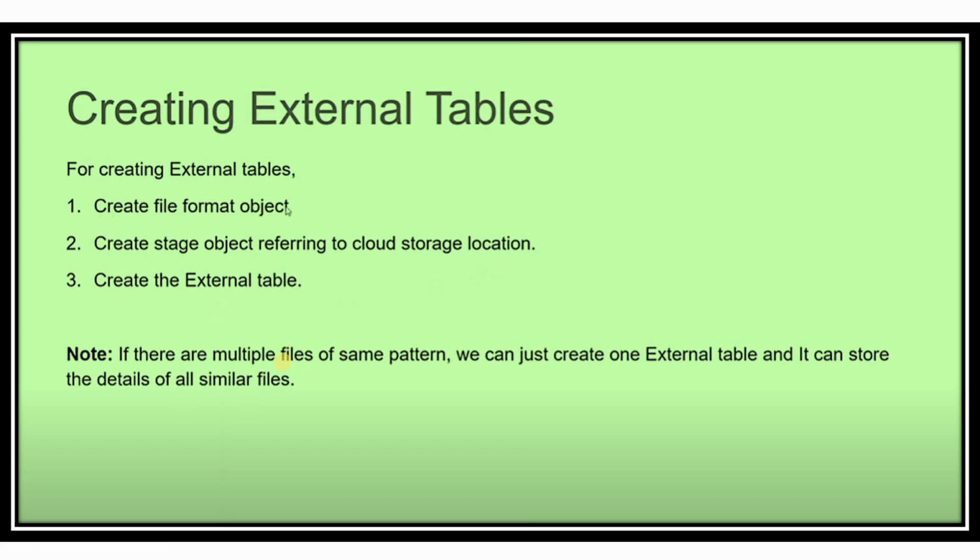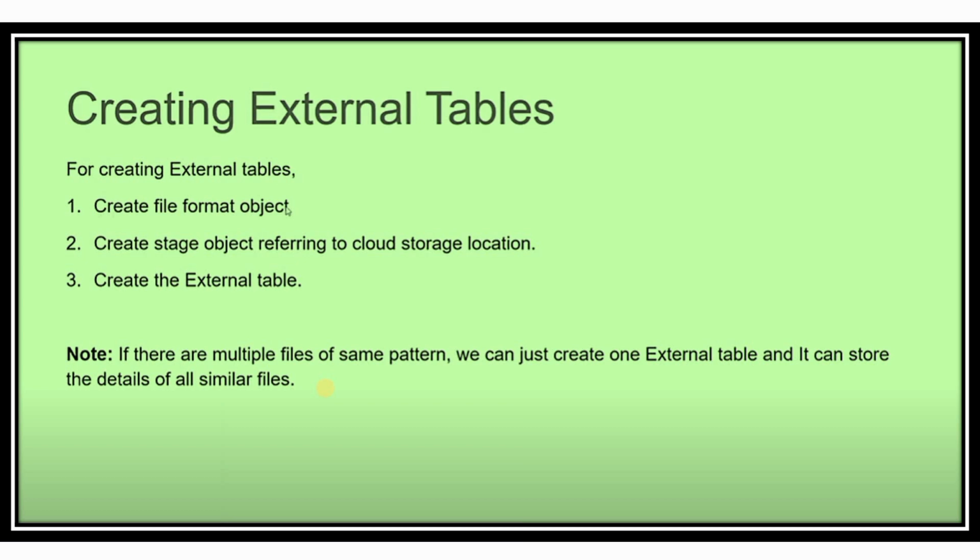Note, if there are multiple files of the same pattern, we can create just one external table, and it can store the details of all similar files. Suppose that you have a bucket, and you have a folder in the external AWS S3 location, with CSV files for customer. It has customer1.csv, customer2.csv, customer3.csv, and customer4.csv. It has 4 files.